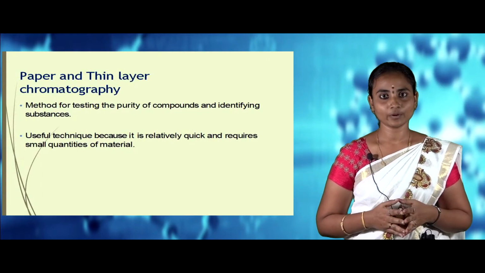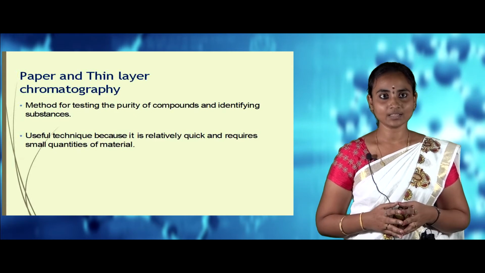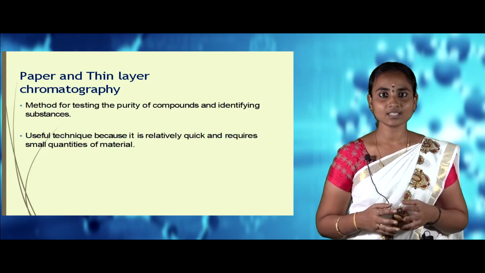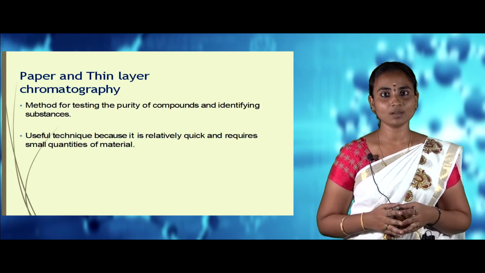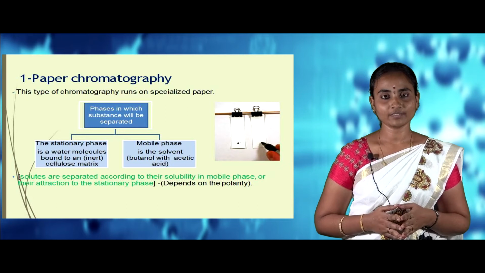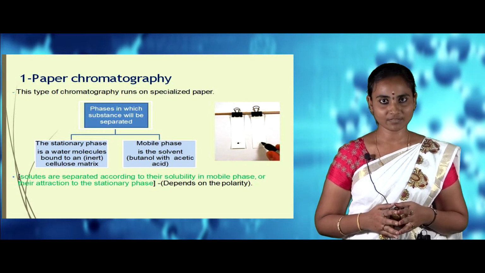Paper and thin layer chromatography form a very primary form of chromatography, as this method is used for testing the purity of compounds and also for identifying various substances. It is a very useful technique because it is relatively quick and requires a very minimal amount of sample for its quantification. Coming to paper chromatography, this type of chromatography mainly separates the compounds based on specified paper.